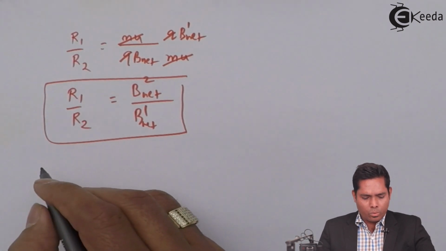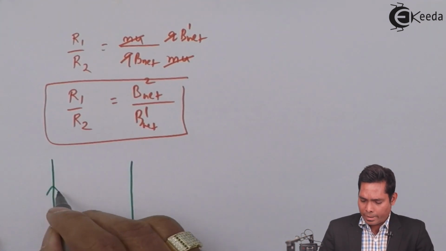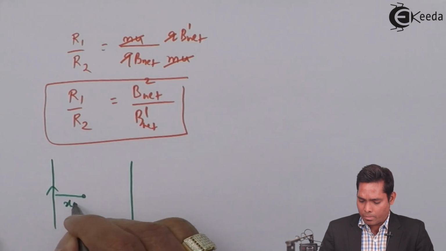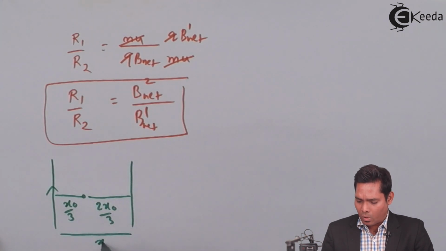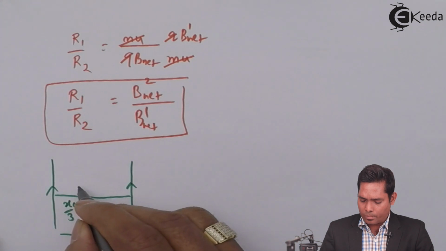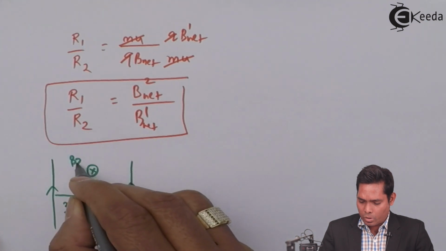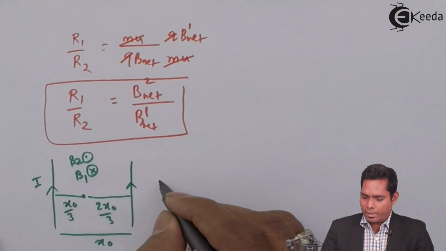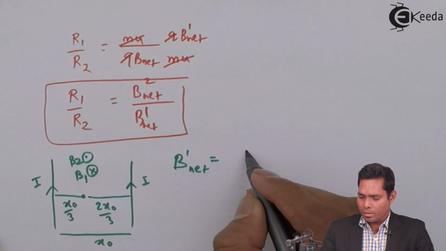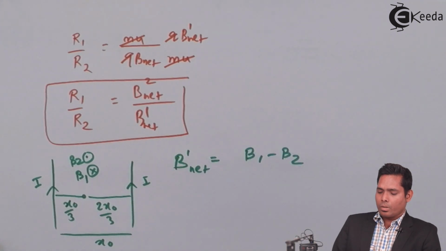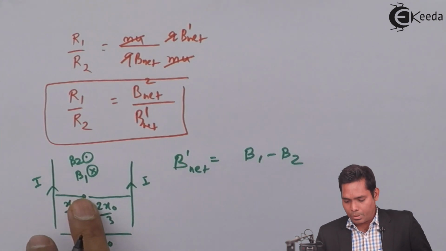If I go back to the expression, I know that two conductors are here and here, and the magnetic field is at a distance of x naught by 3, and this distance is 2x naught by 3. This total distance is x naught. Field due to this one, B1, is down and B2 is up. So when the current is I, B net in the first case is B1 minus B2, because B1 is smaller, so that will be greater.